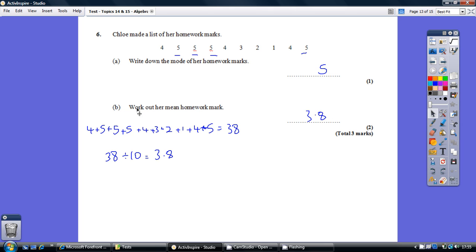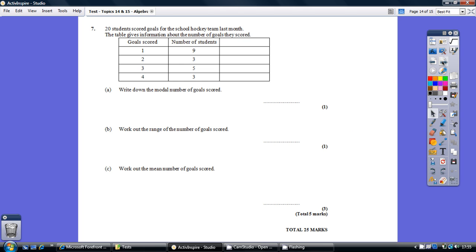Work out the mean. Now the mean, that's the meanest one to work out. You've got to add all the numbers up, and that comes to 38, and then divide that by the number of numbers. If you add up that, there are 10 numbers there, so it's 38 divided by 10, which is 3.8. Here's question 7, have a go.